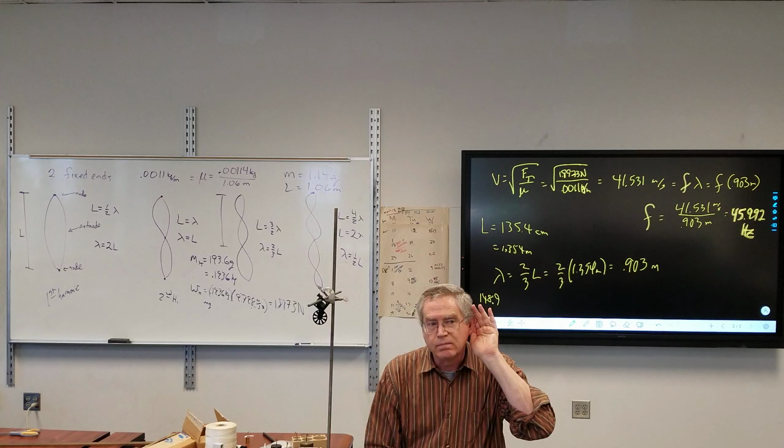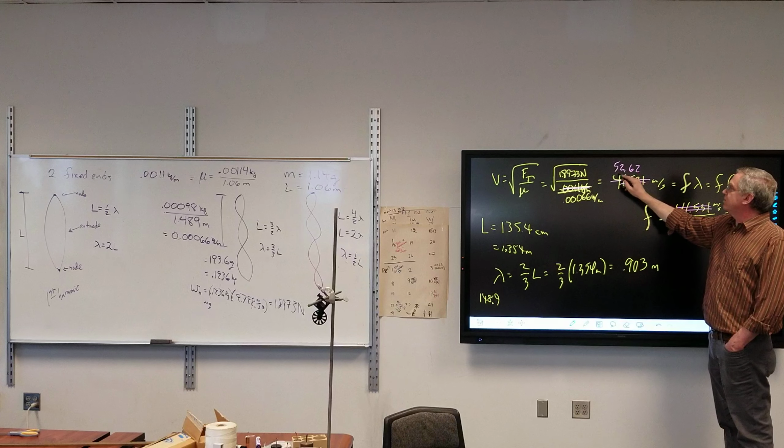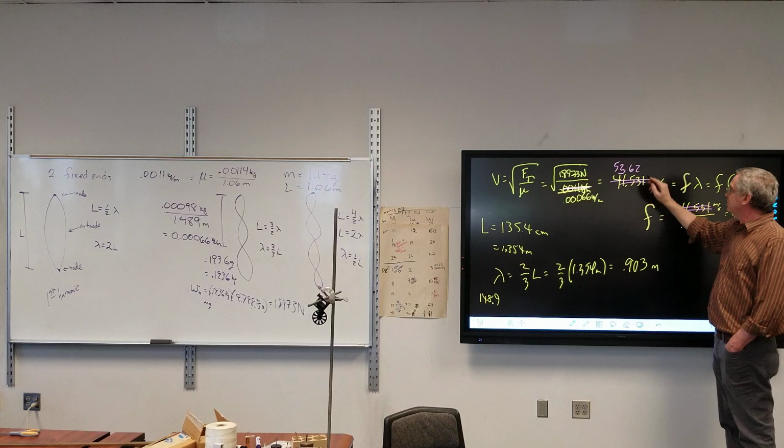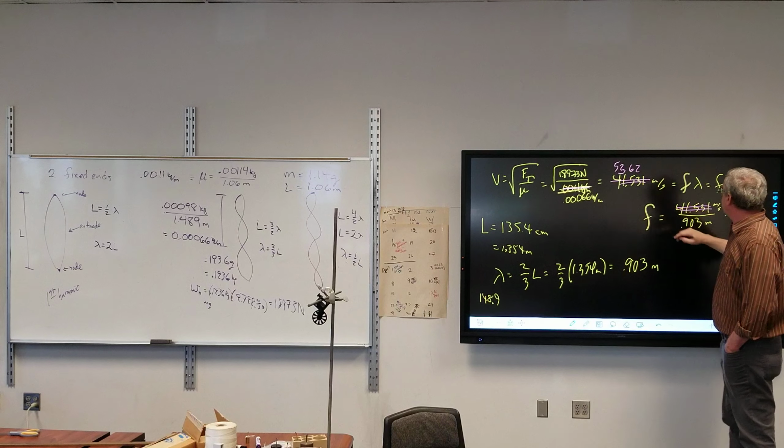What's the new speed? 53.62 meters per second. My vibrating length is still 0.903 meters, so the frequency becomes 53.62 meters per second divided by 0.903. We are going to get significantly closer, instead of our 25% error. 59.38. Wow. Pretty darn close to 60 hertz.